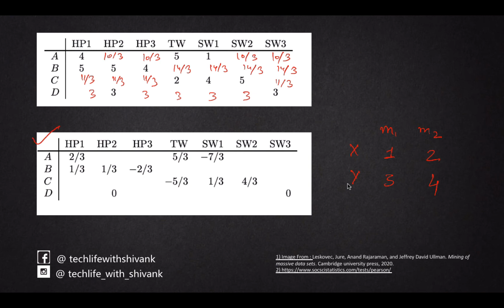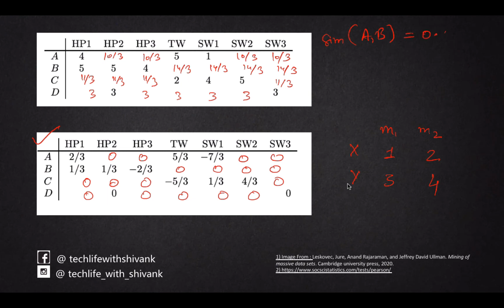Then we take the cosine similarity of A with all other users. So in this second table, we can assume that all the missing values are 0. Now the similarity between A and B would be 0.09 using the second table. Similarity between A and C would be minus 0.56, and similarity between A and D would be simply 0, since the dot product between A and D is 0.